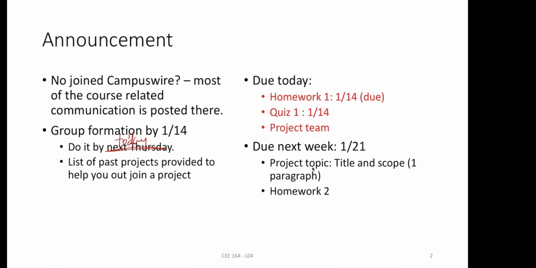When I say project topic, you have to think of at least a title, and that title is not final. You can change it, but you have to write at least a paragraph about the scope. Scope means, what is this project about? For instance, you cannot say that I'm going to work on landfill. That's very vague and not specific. So when you write the title, it has to give some idea about it, and then you write a paragraph talking about the specific nature of the project.